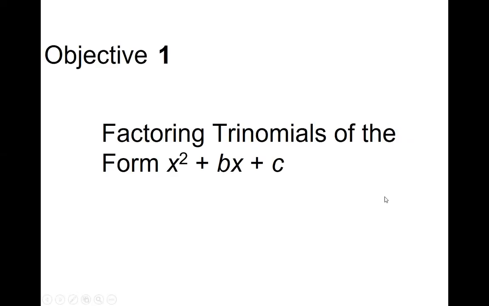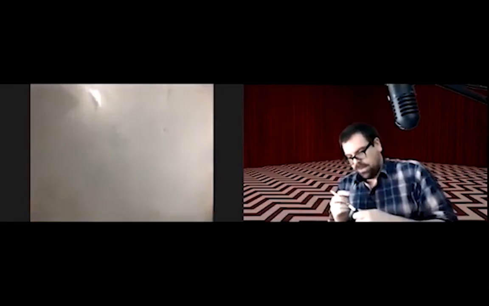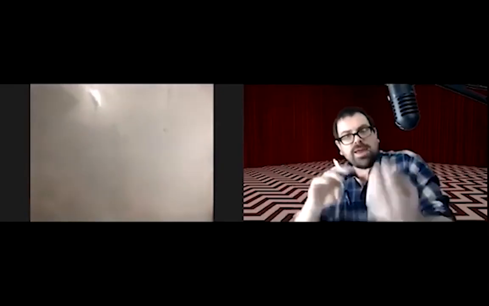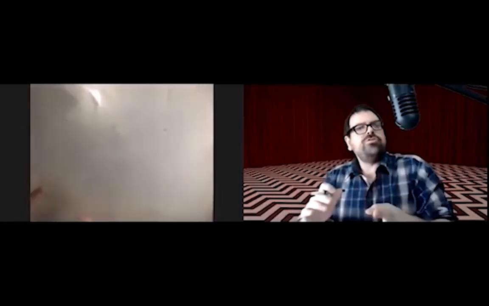The topic is factoring trinomials. The first objective in this topic is factoring trinomials of the form x squared plus bx plus c. Remember, factoring and multiplication kind of undo each other.